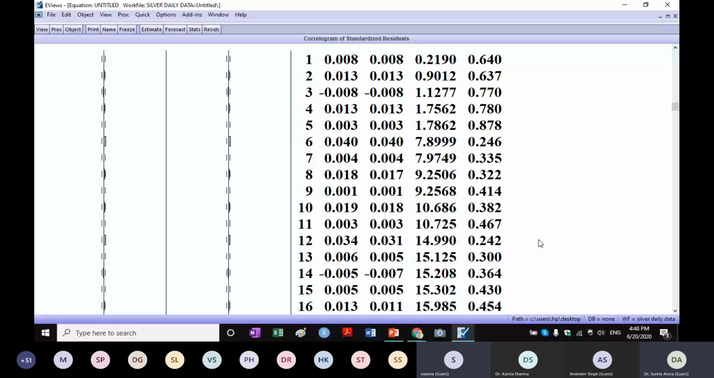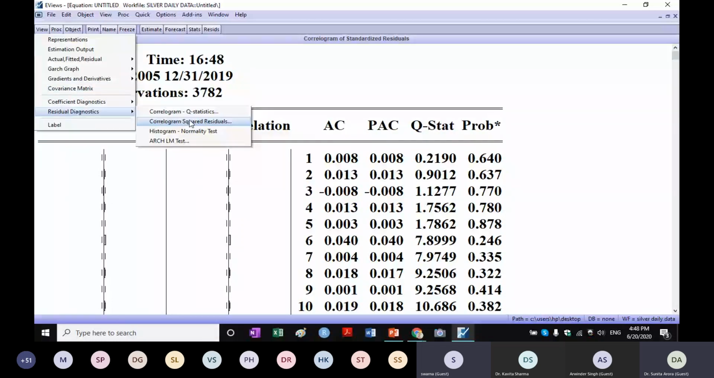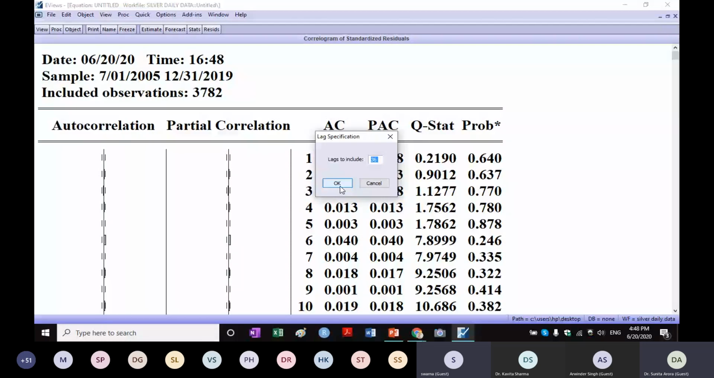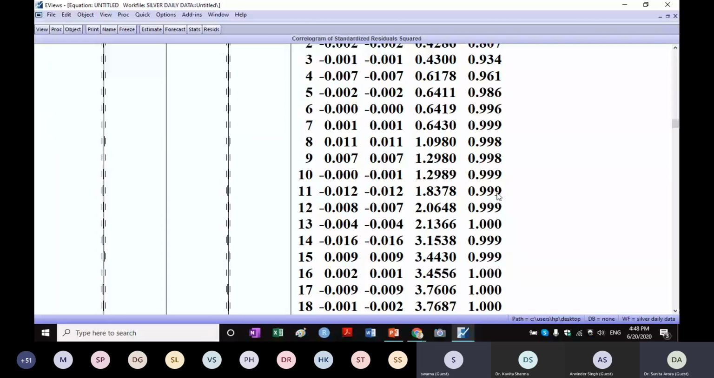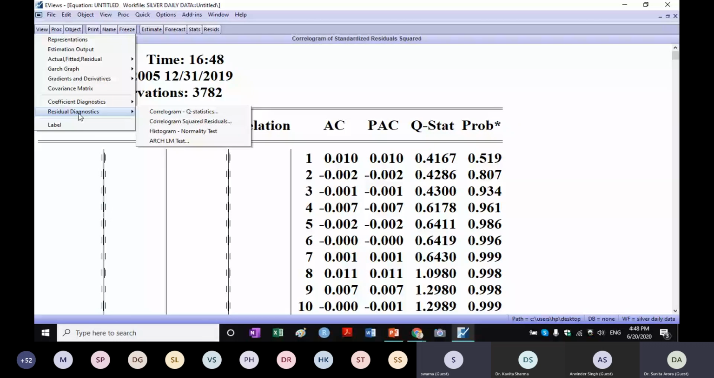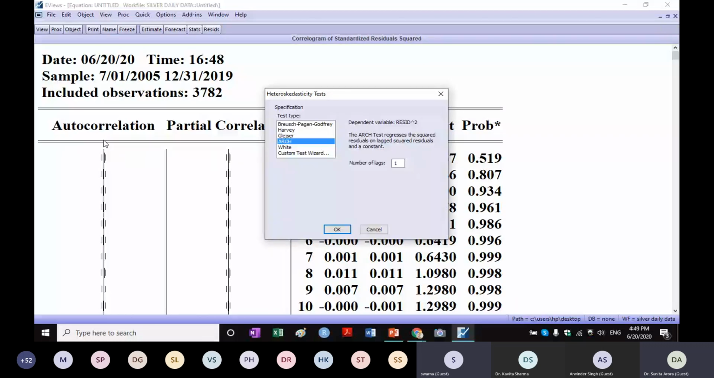Second, we have to check residual diagnostic correlogram of squared residuals. These are also not significant. Now let's see whether any ARCH effect is there in the series or not. I'll go now with only one lag because none is significant. You may check with 1, 2, 3, 4, 5. Yes, ARCH effect is not there.